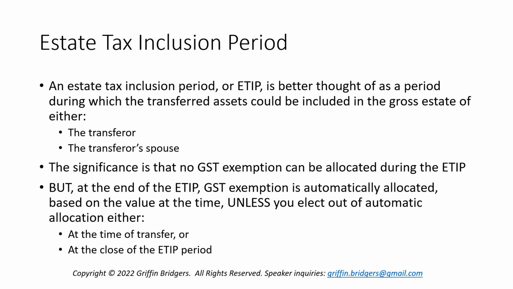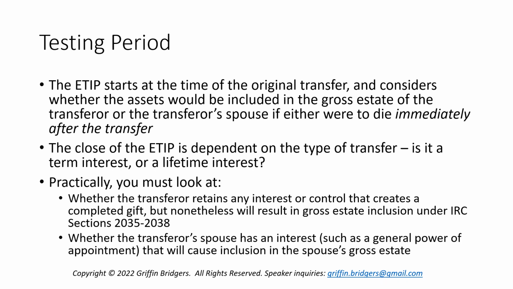So because of that, it's usually a good idea to elect out of automatic allocation, either at the time of the transfer, the beginning of the ETIP period, or at the close of the ETIP period. Depends on how proactive you are, and sometimes people miss this, and this can be a big error whenever you have a transfer subject to an ETIP, which we'll get into a little more.